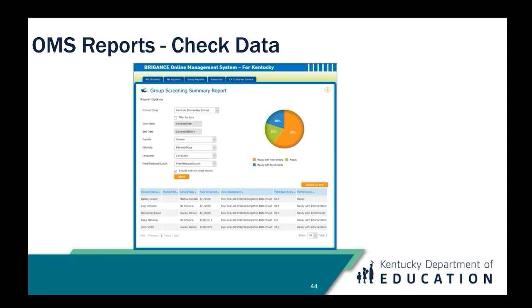When checking for missing self-help or social emotional data, run the report. Make sure the box is checked to include only the most recent. Set filters and check for blanks in the column where the self-help social emotional scores should be.